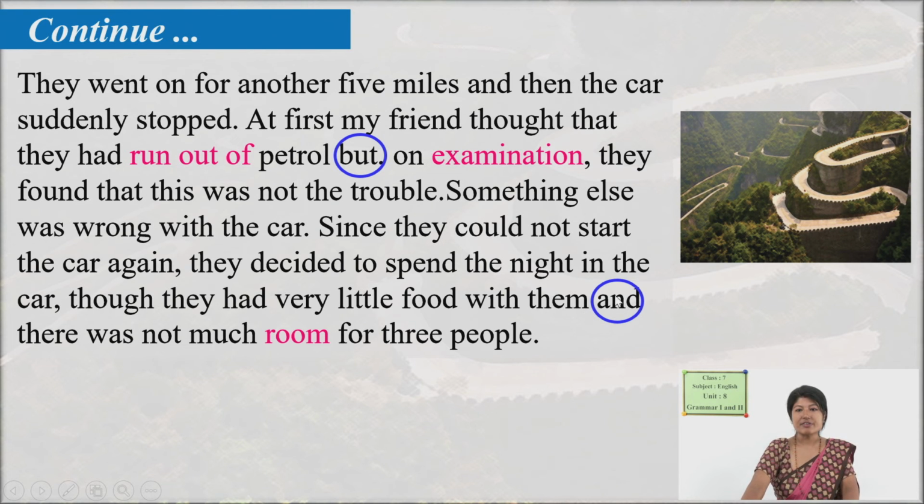We have already talked about and, right? When we join two sentences of equivalent meaning, at that time we use and. But is used in contrasting ideas, if there are two different ideas. Like, at first my friend thought that they had run out of petrol, but on examination they found that this was not so. It means what the first clause says is not in the second one. It is in fact a different one.